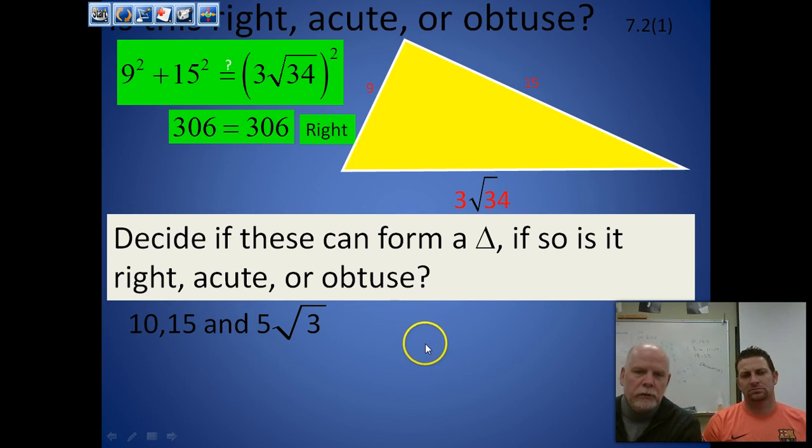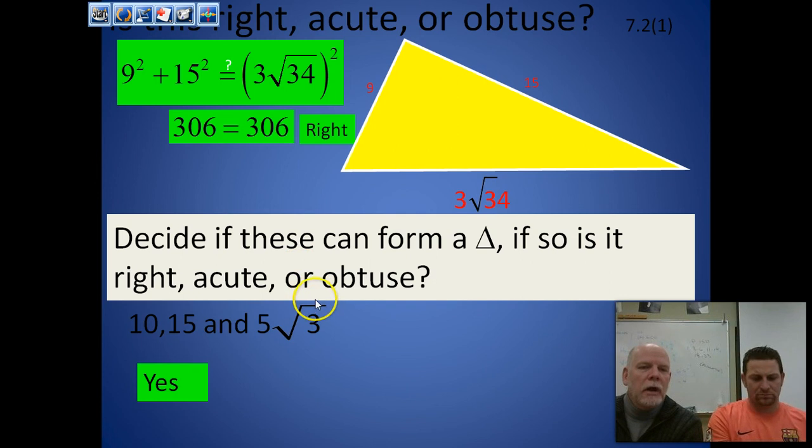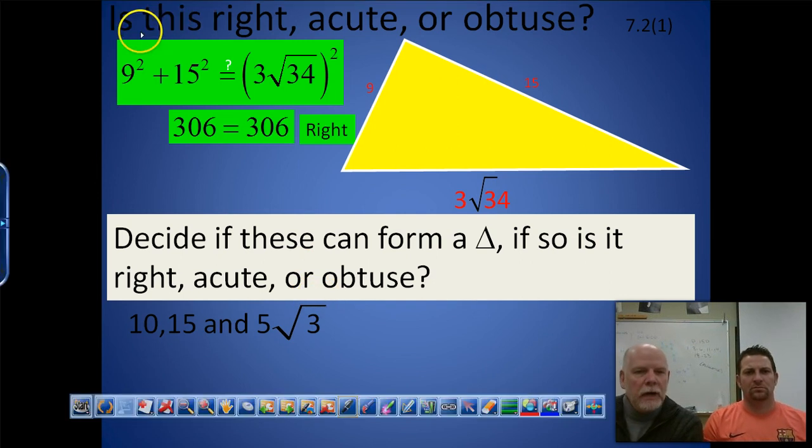as referred to at the bottom there, can form a triangle, just a triangle, any kind of triangle. You have to remember back to chapter 4, where it says that any two sides of a triangle have to add up to more than the third side. We're looking at the side lengths here, and the side lengths are 10, 15, and 5 radical 3.